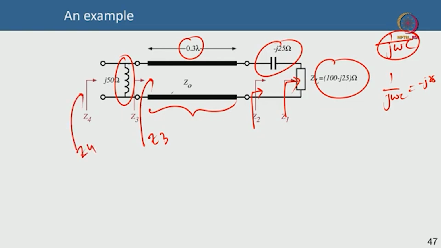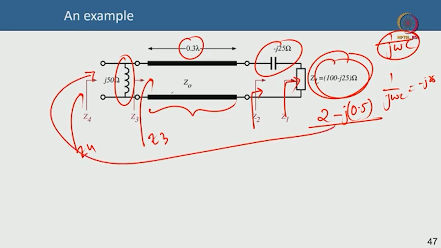How will you navigate this along the Smith chart? This point is very easy to plot in the Smith chart. This is 2 minus j 0.5. So from 2 minus j 0.5, can I come to the Z4 and I look here and I see what is the impedance looking into the line? How will you do that?